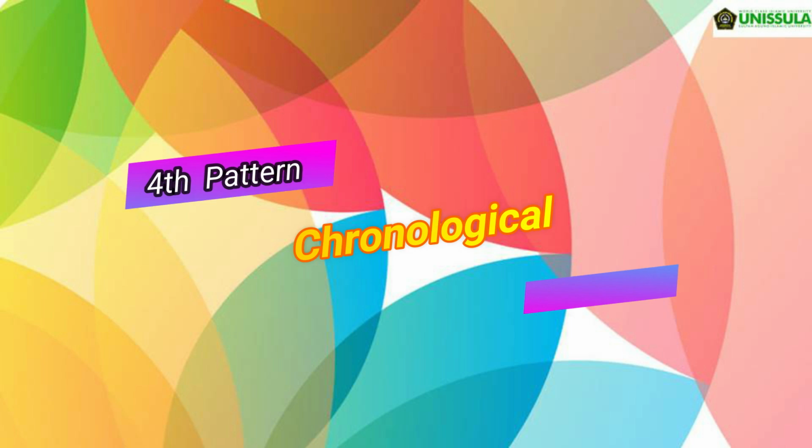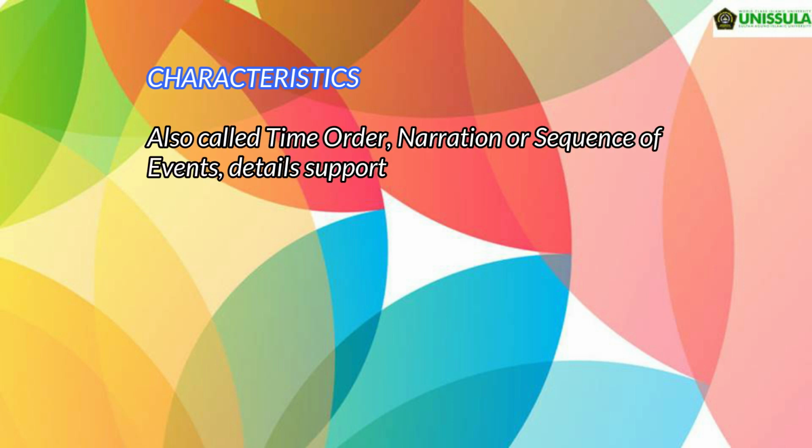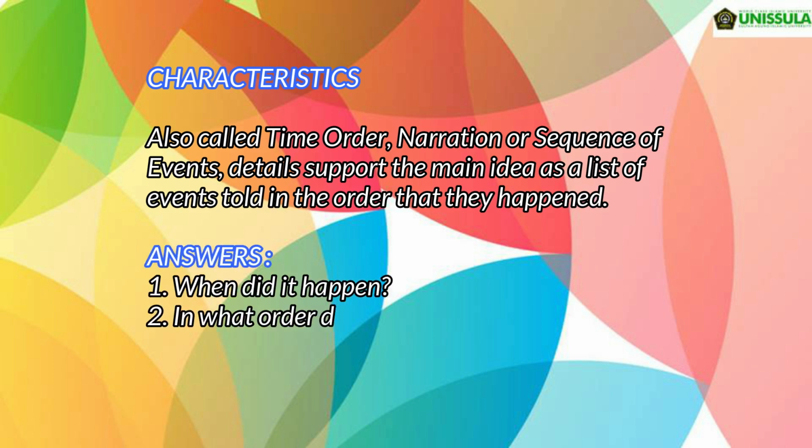The fourth pattern of organization is chronological. The chronological pattern is also called time order, narration, or sequence of events. These are the other names of the chronological pattern of organization. This pattern gives detailed support for the main idea as a list of events told in the order that they happened.